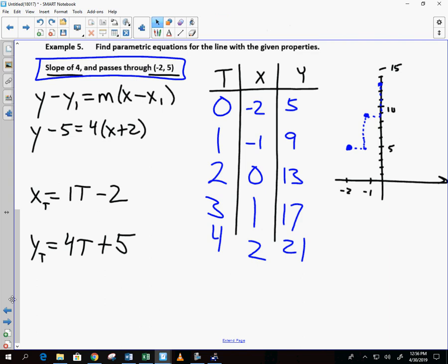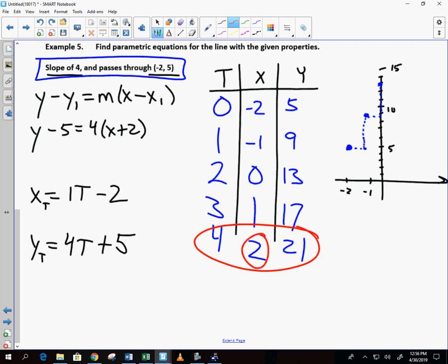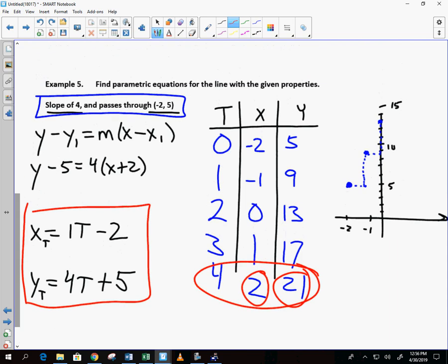Let's check to make sure it actually works. If we plug in 4 for t, what's 4 minus 2? Let's plug in 4 for t. What's 4 times 4, plus 5? See how you get all the points? So this is an equation for a line in parametric form that satisfies a slope of 4 and passes through the point (-2, 5). We're ready to start your assignment.